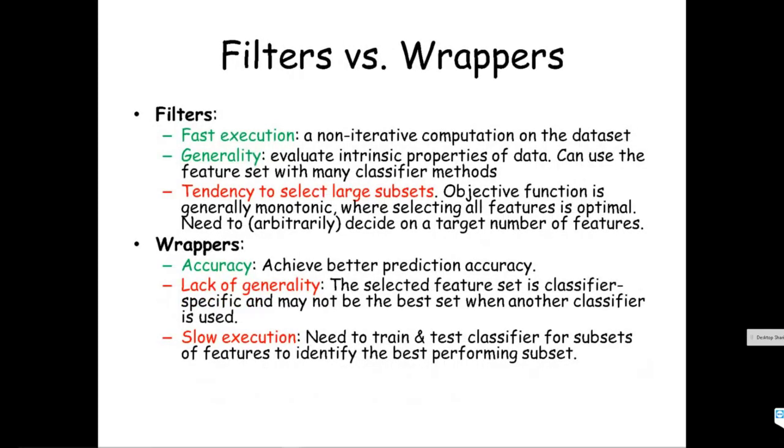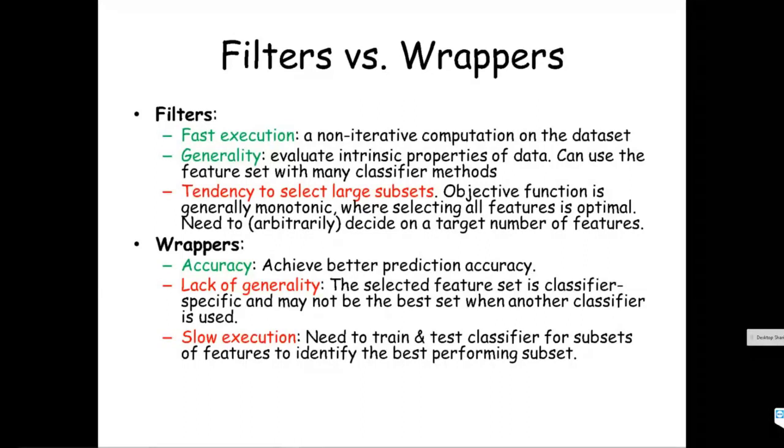The pros and cons of filters and wrappers are the following. Filters you can execute efficiently. You don't need to run a machine learning method every time, which may include cross-validation, looking at your entire data set, training an SVM model, so very computationally time and memory intensive. They can generalize well because they evaluate the intrinsic properties of the data. The problem is they have a tendency to select large subsets. So they end up selecting many features from your feature set.